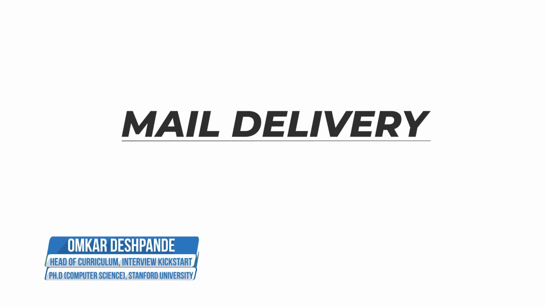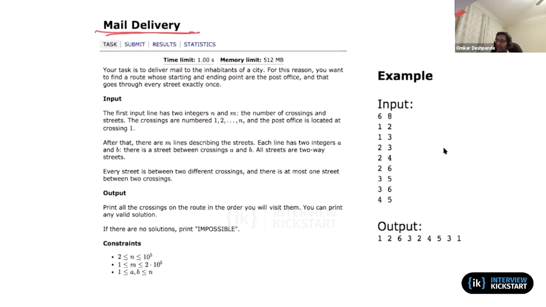And then another variation could be that you could be given an undirected graph instead of a directed graph. Let's say the graph is undirected. So let's say your task is to deliver mail to the inhabitants of a city, and you want to find a route whose starting and ending point are the post office, and that is basically a vertex with ID 1, and it needs to go through every street exactly once. So that means you want to construct an Eulerian cycle in this graph.